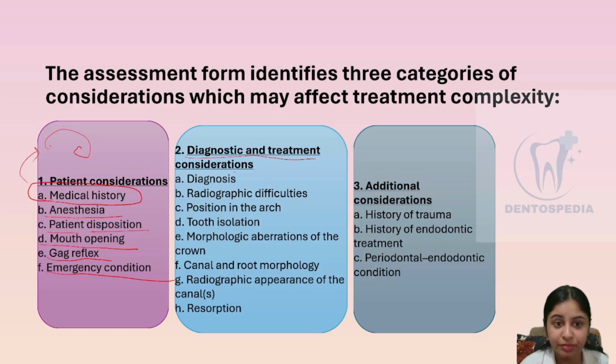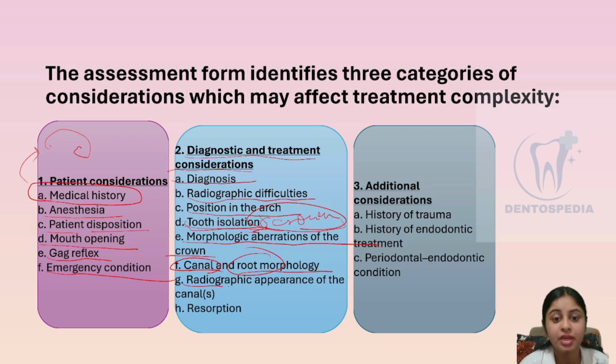Coming to diagnostic and treatment considerations, we have to see a diagnosis. Radiographic difficulties may happen in the case of reduced mouth opening, for example in the case of trismus. Positioning of the arch, tooth isolation: sometimes the crown is so badly destroyed that rubber dam placement is difficult. So tooth isolation is also an important factor. Morphological aberration of the crown, canal or root morphology, how the canal is formed, how the root is formed, if it is a curved or straight root or canal. Radiographic appearance of these canals and resorption.